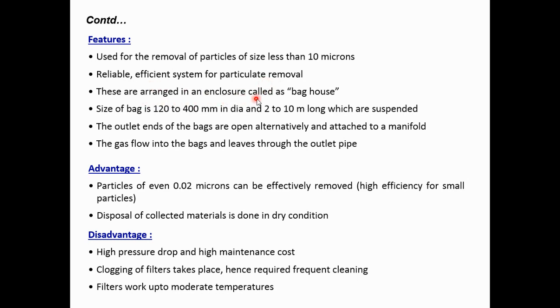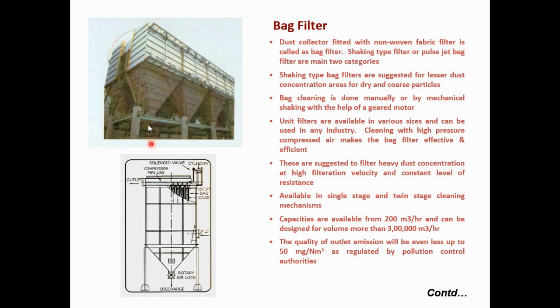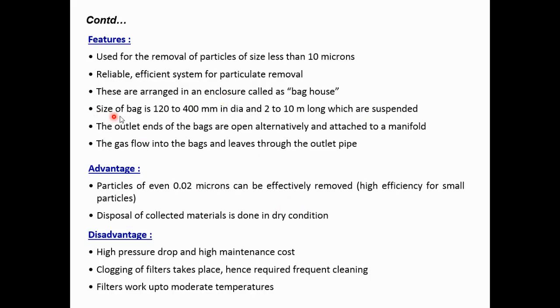They are arranged in an enclosed bag house. These units are called bag house. Inside the unit there are small bags, where the size of the bag is 120 to 400 in diameter and 2 to 10 meter long. These are the dimensions of the bag which can be used. The outlet ends of bags are open alternately to attach the manifold.